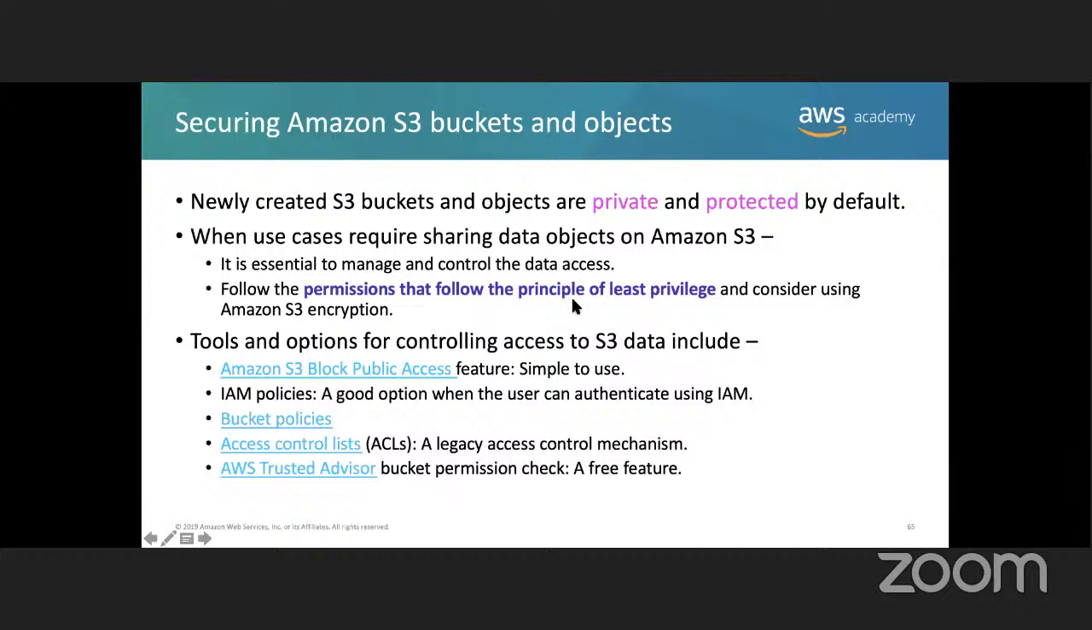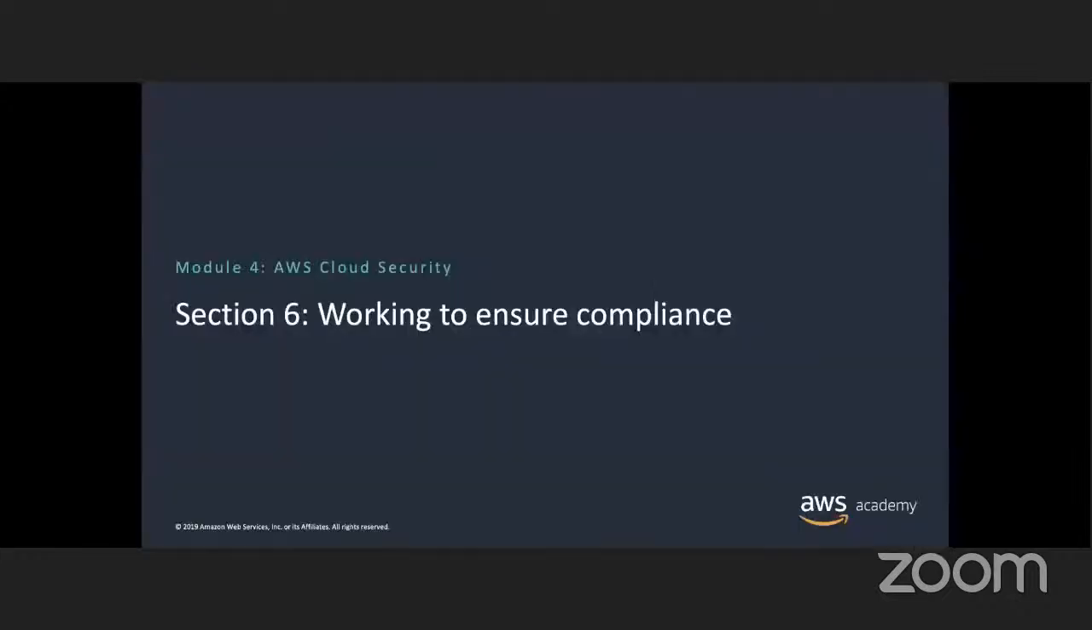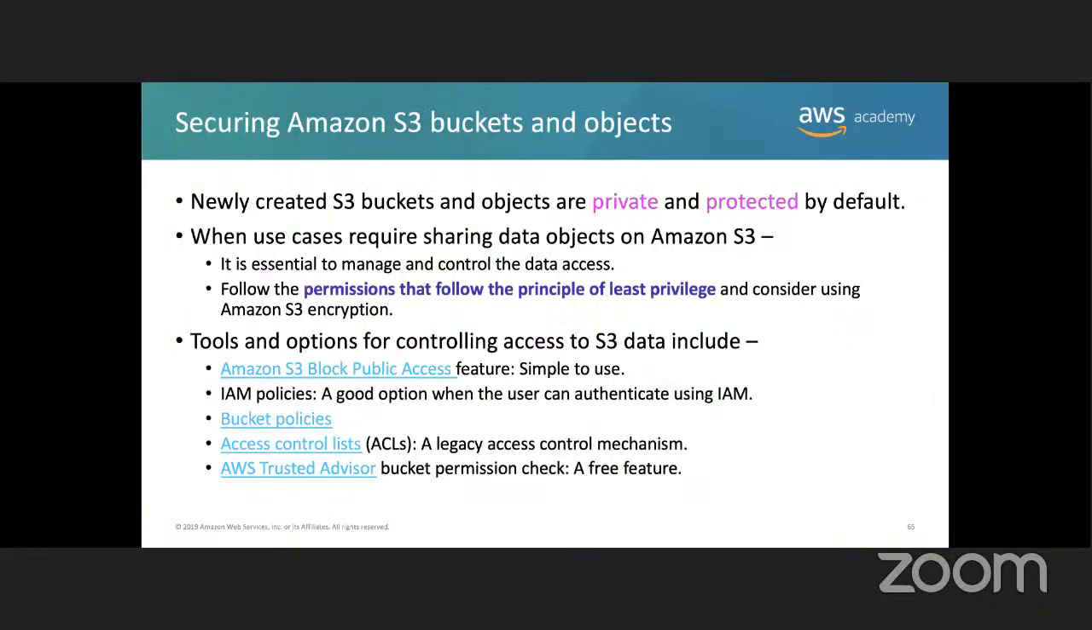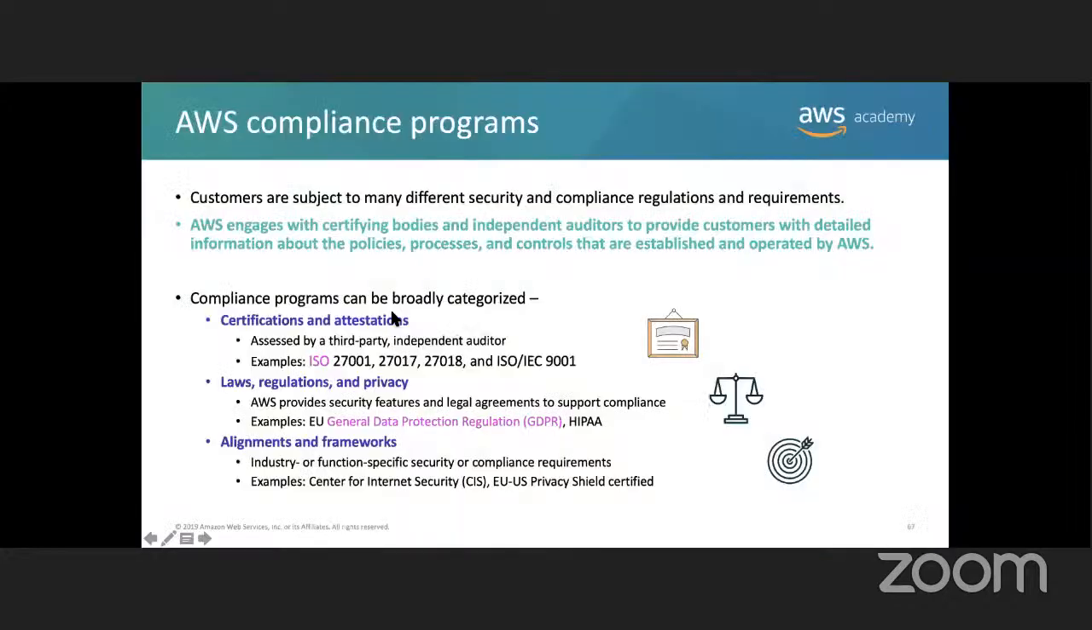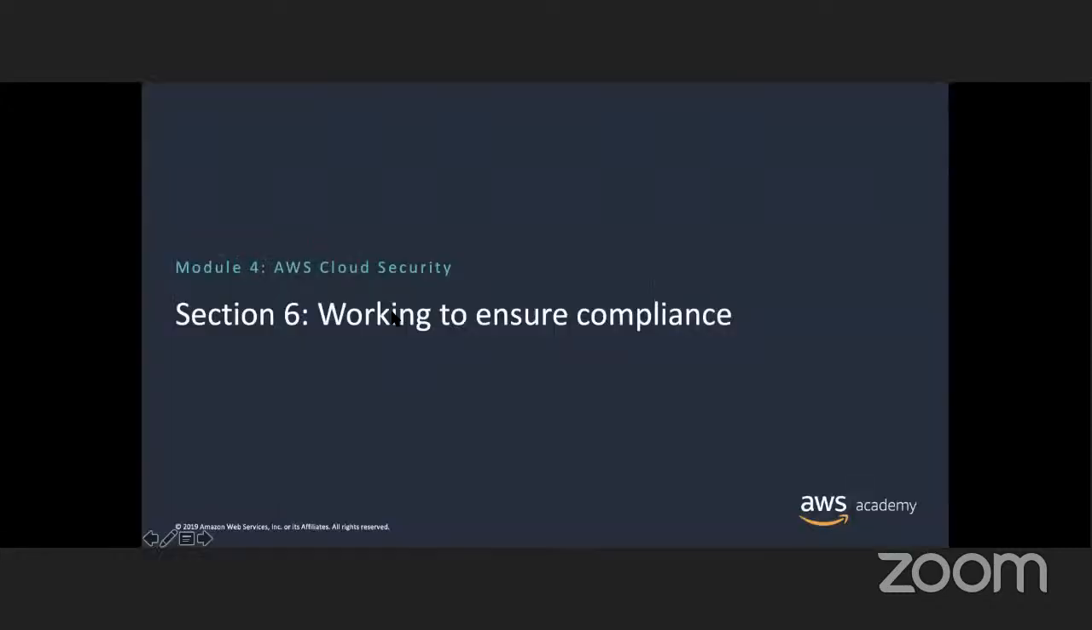So, securing Amazon S3 buckets and objects. Newly created S3 buckets and objects are private and protected by default. That's what I said before: buckets are private and objects are private. So when use cases require sharing data objects in Amazon S3, it is essential to manage and control the data access, follow the principle of least privilege, and consider using Amazon S3 encryption. So enable server-side encryption all the time. You want to have that data encrypted.